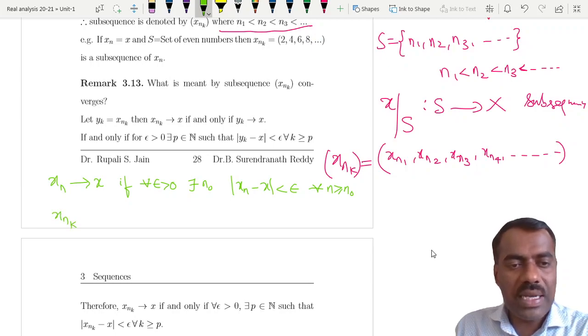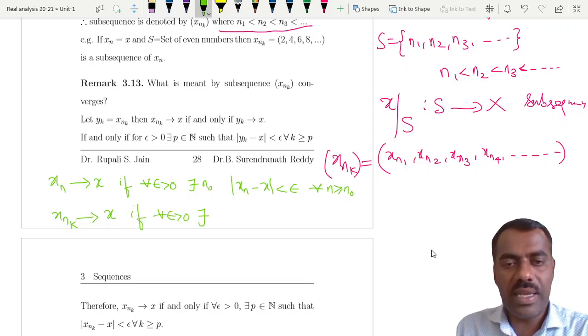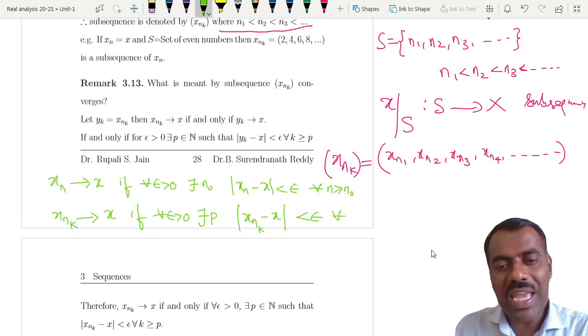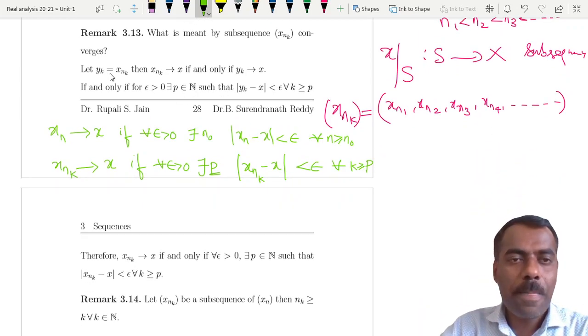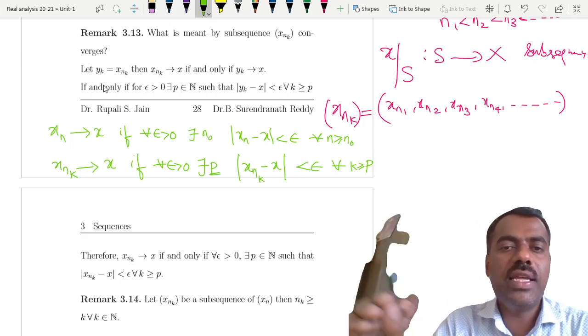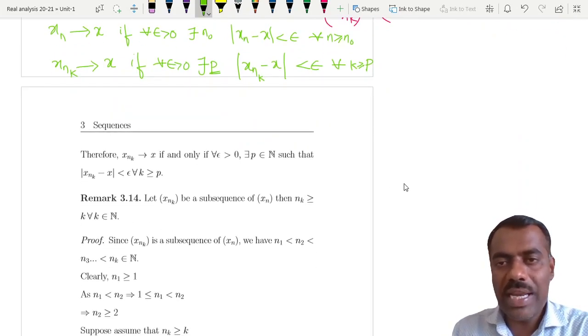So what is meant by saying that xnk converges to x? Again, for all epsilon greater than 0 there exists some n naught, or using another notation, some p, such that mod xnk minus x is less than epsilon for all k greater than or equal to this p. You can understand this by simply taking xnk, even though it is a subsequence, as a new sequence y1, y2, y3; if you write the definition for that, you can understand it clearly. So you don't need to write nk greater than or equal to p.